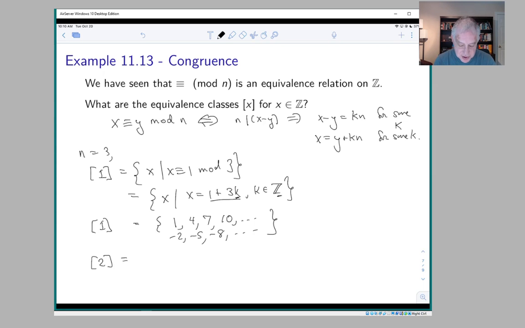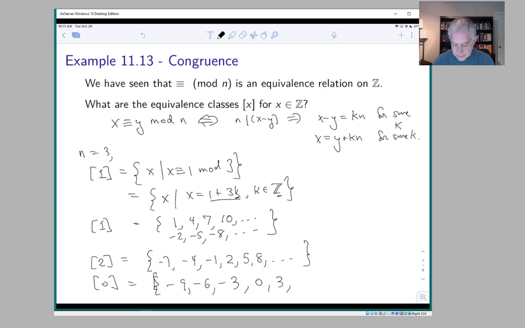The equivalence class of 2 is similar. It starts at 2 and it goes by 5, 8, and so on, but also downwards. And finally, the equivalence class of 0 is just the multiples of 3. So these sets are arithmetic progressions. Every number is either congruent to 0, 1, or 2 mod 3.